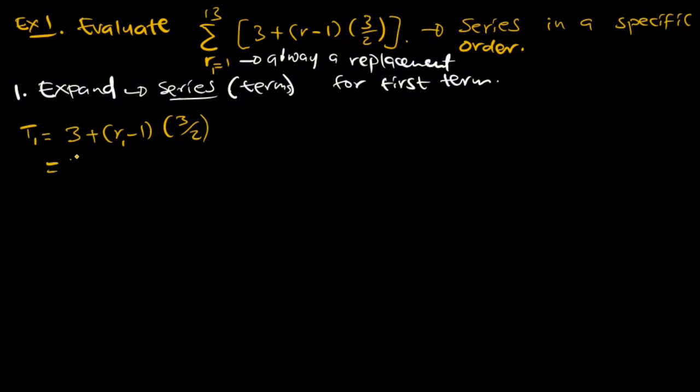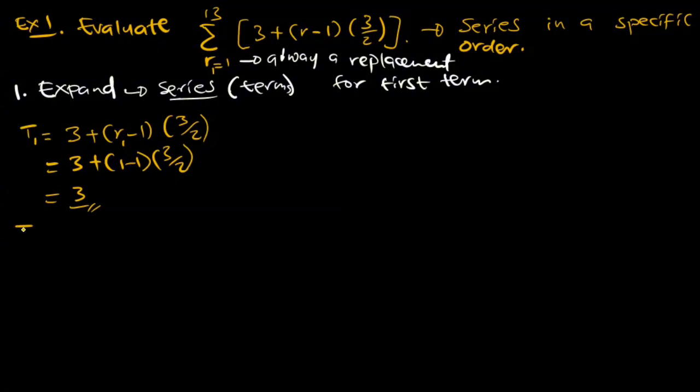Let's continue. What is the value of r1? It's 1. So 3 plus (1 minus 1) times 3 over 2. 1 minus 1 is 0, times whatever is here, 0. 3 plus 0 is 3. That is my term 1.